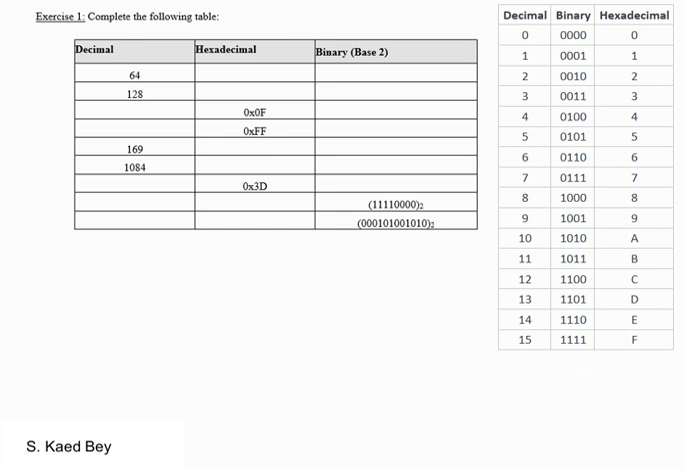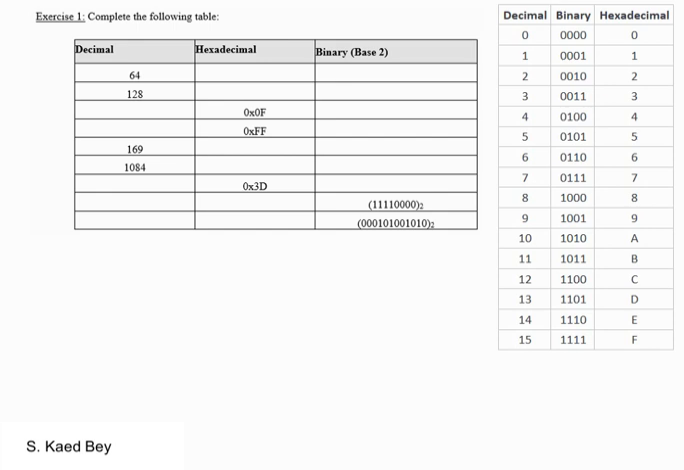If we start first with the 64 decimal, in order to convert it to hexadecimal, one common method is to divide the decimal number by 16. We treat the division as an integer division, and we write down the remainder. The hex value at the end will be the sequence of the remainders from the last to the first.